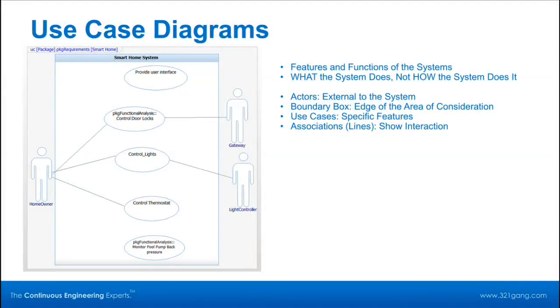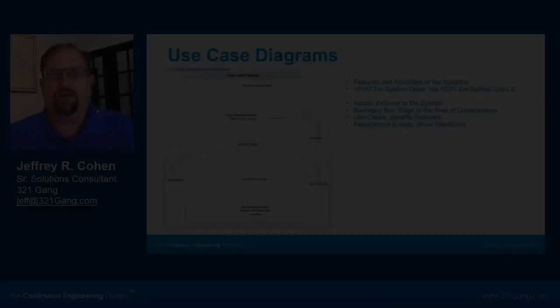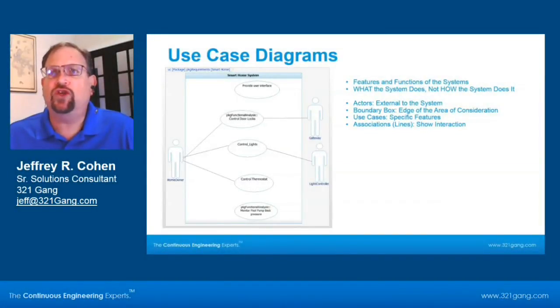Speaking of use cases, a use case diagram is something that a lot of us have seen. And by the way, use case is a terribly overused and overloaded term. Within SysML, a use case is a feature or a function of the system. It is what the system is supposed to do, not how it's going to do it. So don't try to derive everything in there.